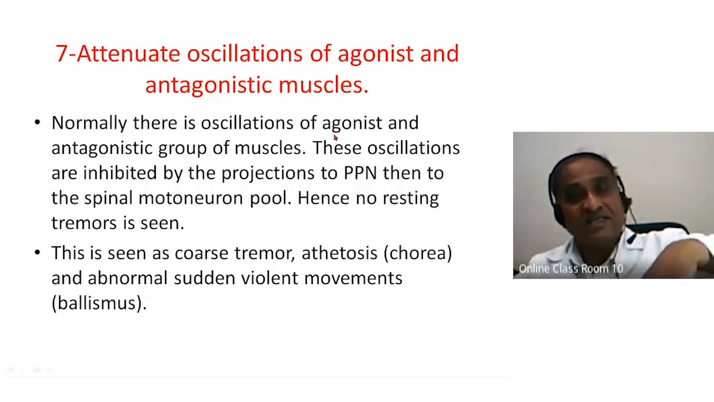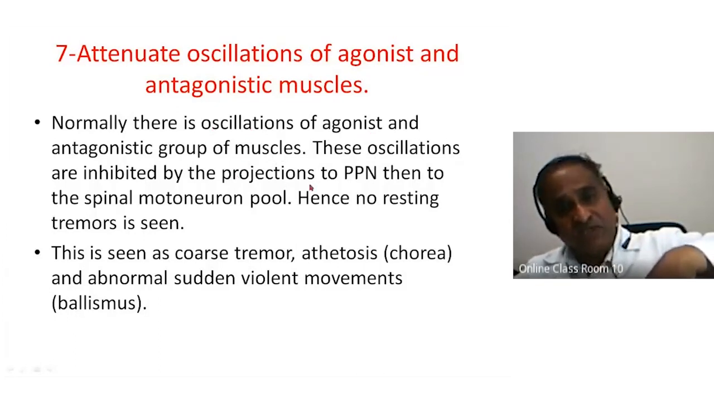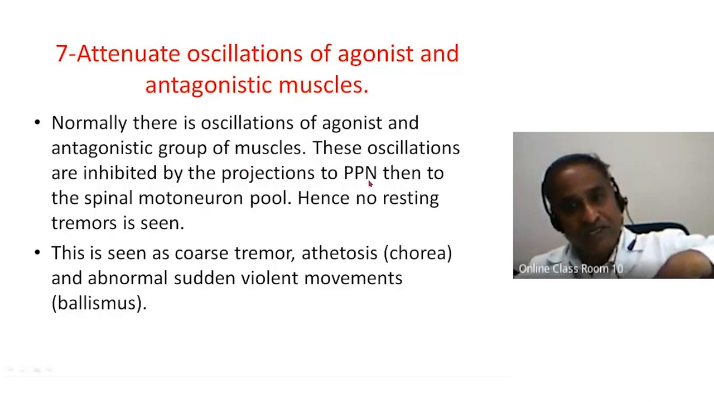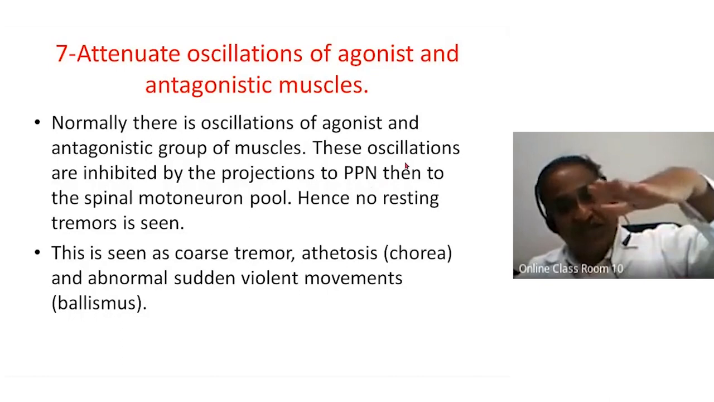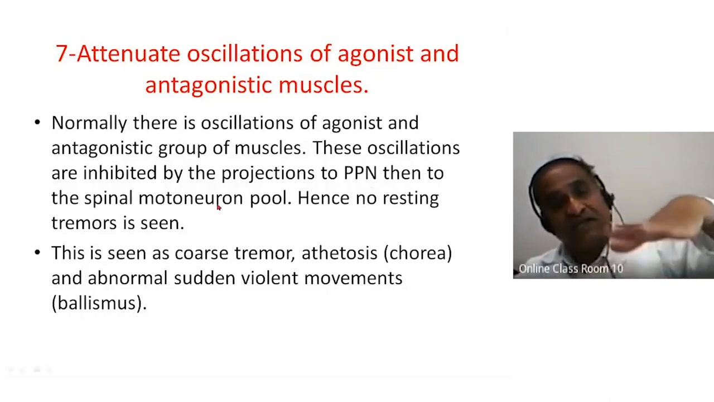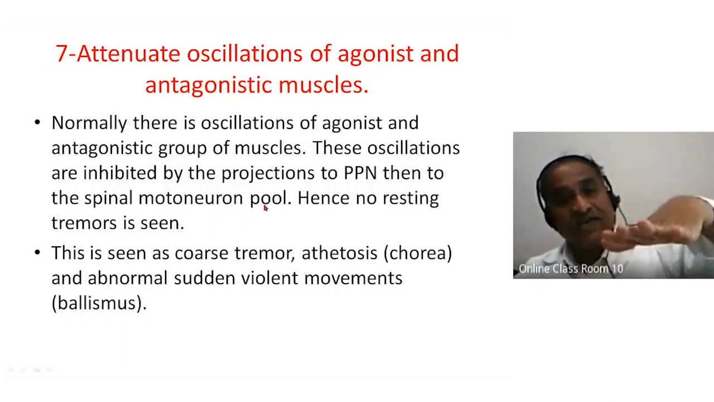Normally, there are oscillations of the agonist and antagonist group of muscles, and they are dampened by the projections to the pedunculopontine nucleus. These projections are inhibitory. So they suppress the oscillations so that the spinal motor neuron pools are silent. That means there are no oscillations.